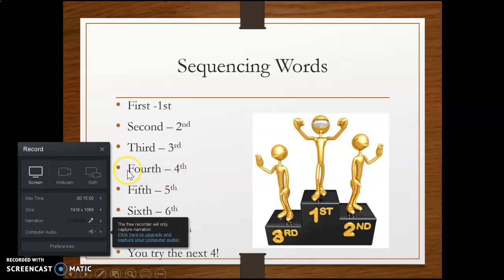So 4, fourth, 5, fifth, 6, sixth, 7, seventh, 8, eighth. I want you to try the next 4 on your own. You are going to write what they would sound like. So just like I said, sixth, you would write seventh. And then you would write what comes after seventh, and then what comes after that, and what comes after that, and what comes after that.